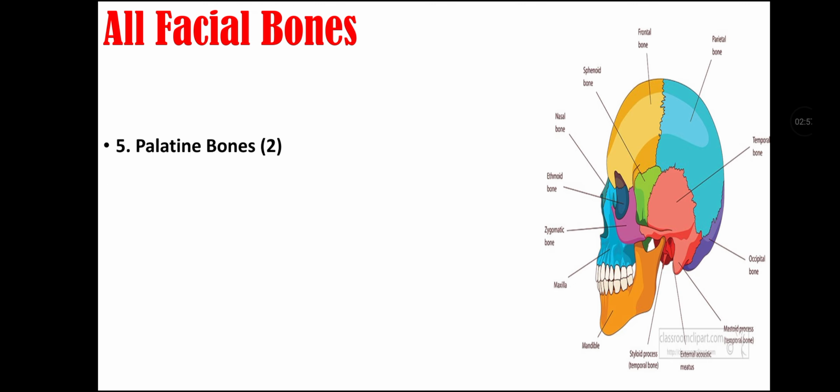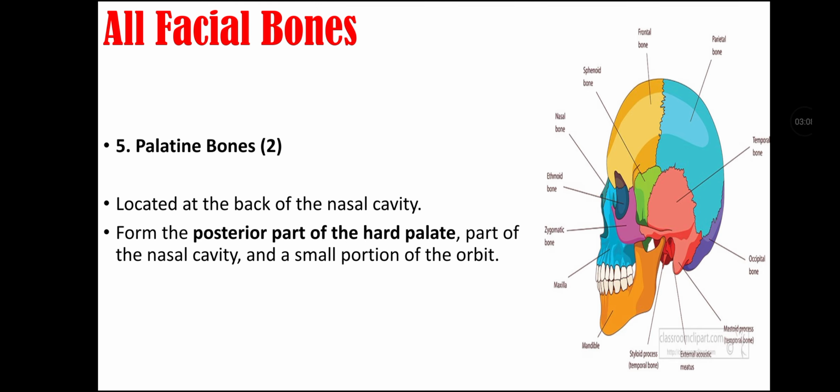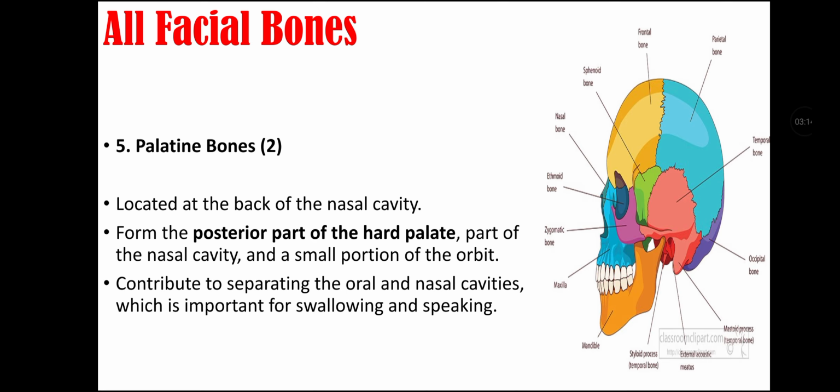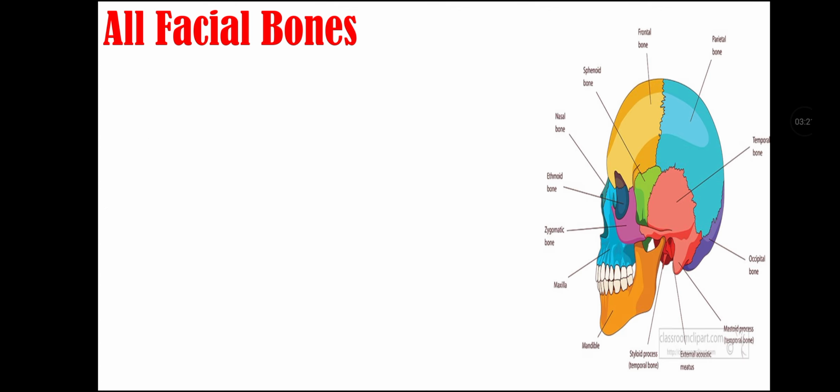Next facial bone we have is palatine bone. That is also paired bone, that means there are 2 palatine bones in every skull. They are located at the back of nasal cavity. They form the posterior part of hard palate, part of nasal cavity and small portion of the orbit. They contribute to separating the oral and nasal cavities, which is important for swallowing and speaking.